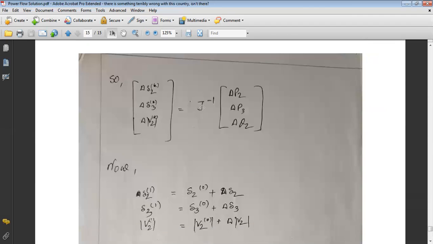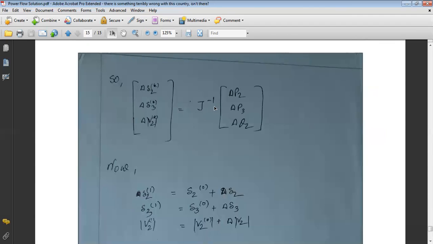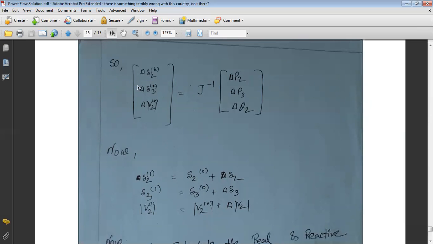So our next process is to invert the Jacobian and multiply it with the power mismatch matrix. Then we will find the correction vector or correction matrix. So this is the correction matrix determination process.